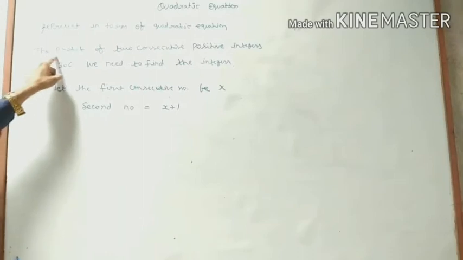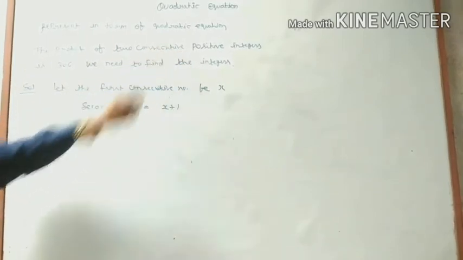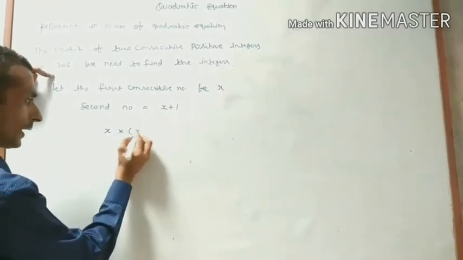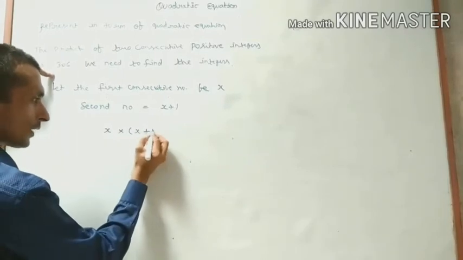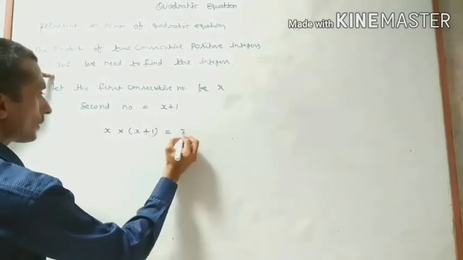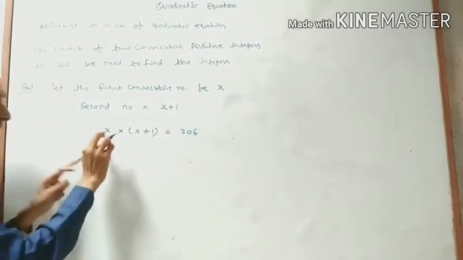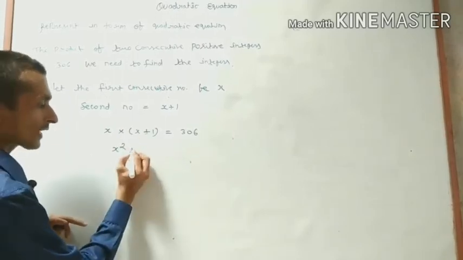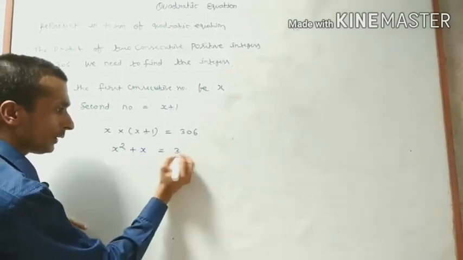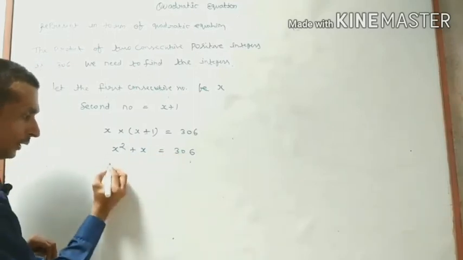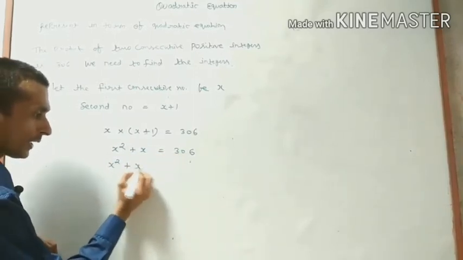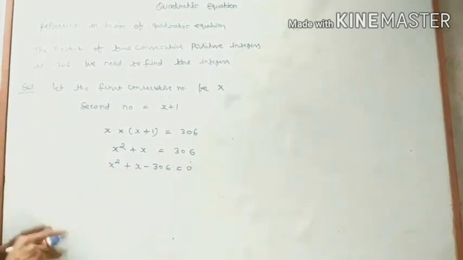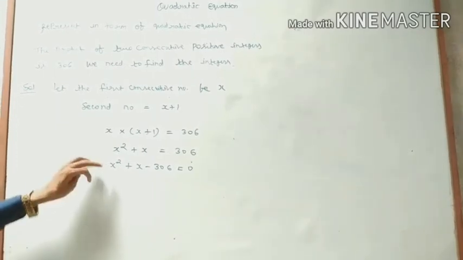Here you can see the product of the two consecutive numbers, product means multiply. So you can write the form: first number multiply by second number. The second number is x plus 1. The result is 306. First of all, you have to solve x multiply by x, so you will get x square. The next x into 1, x, equal to 306. 306 is transferred to the left hand side. x square plus x minus 306 is equal to 0. So we have presented it in quadratic form.